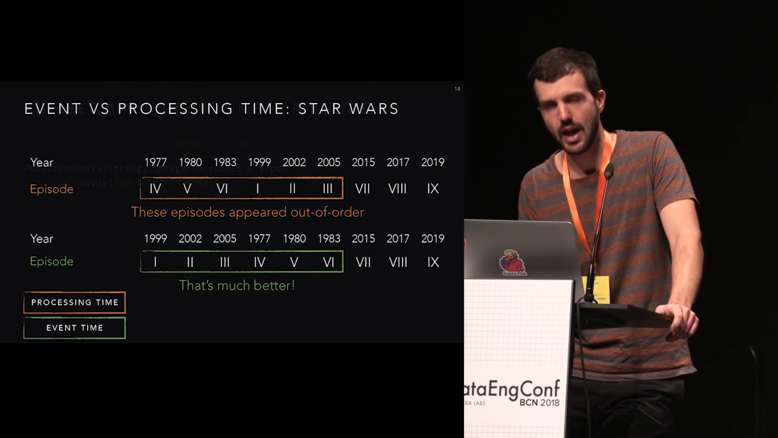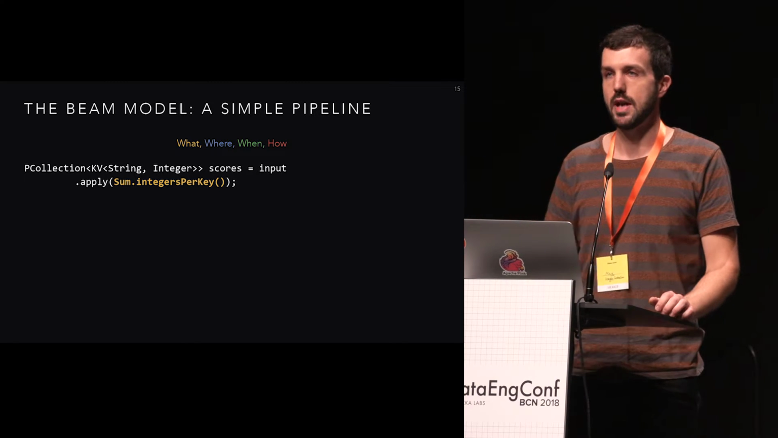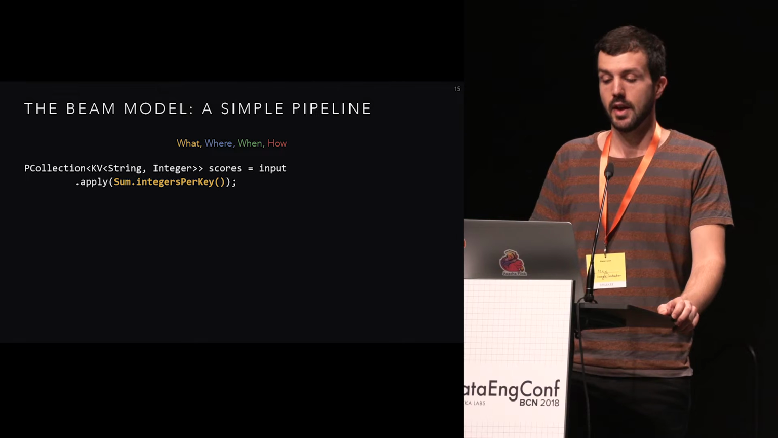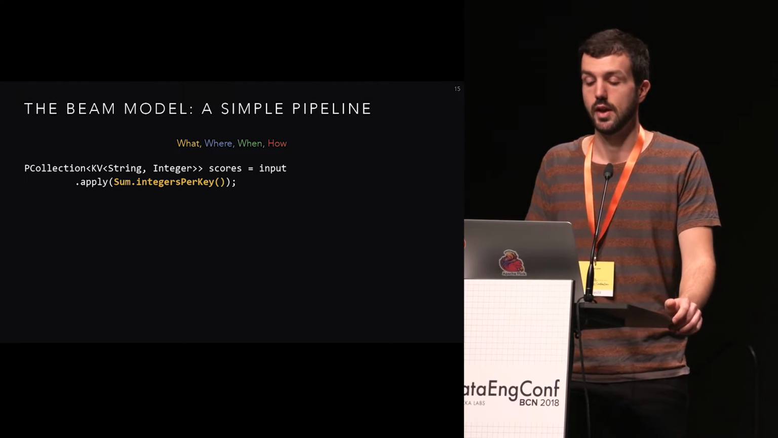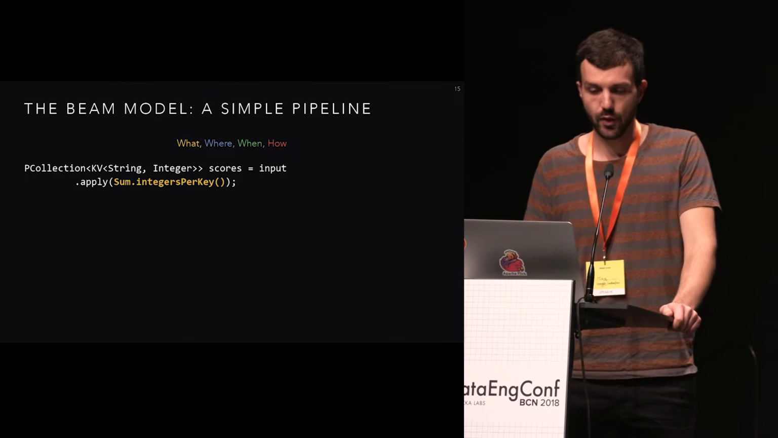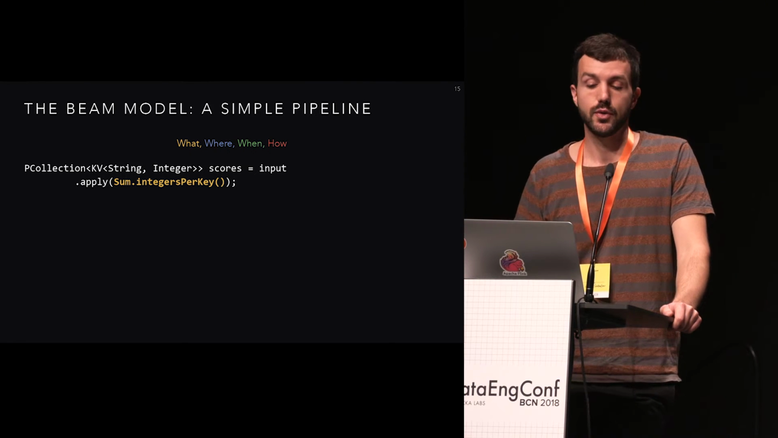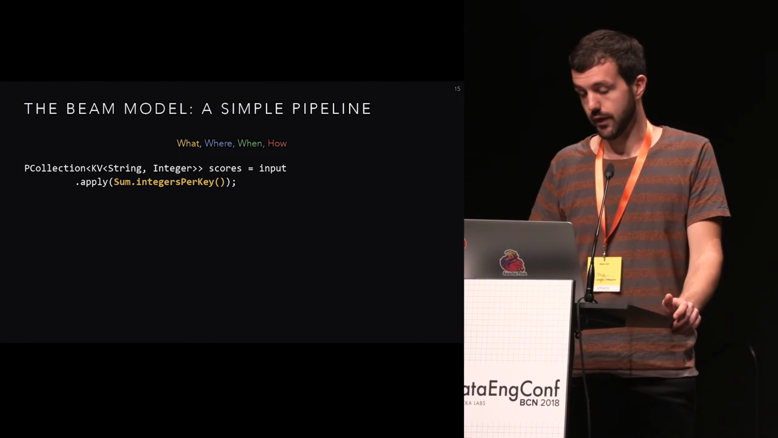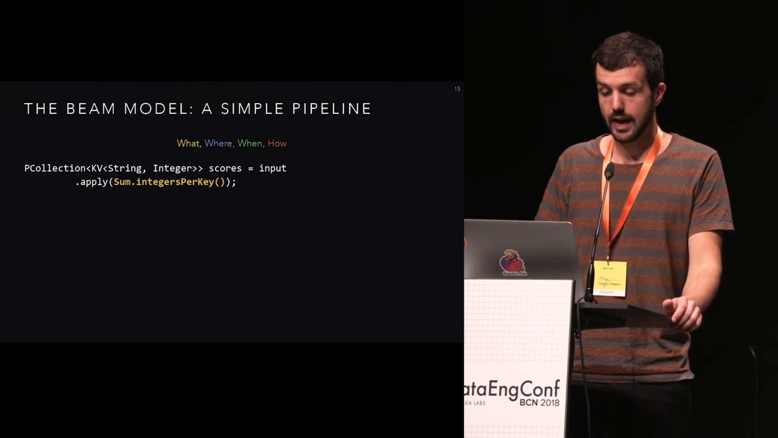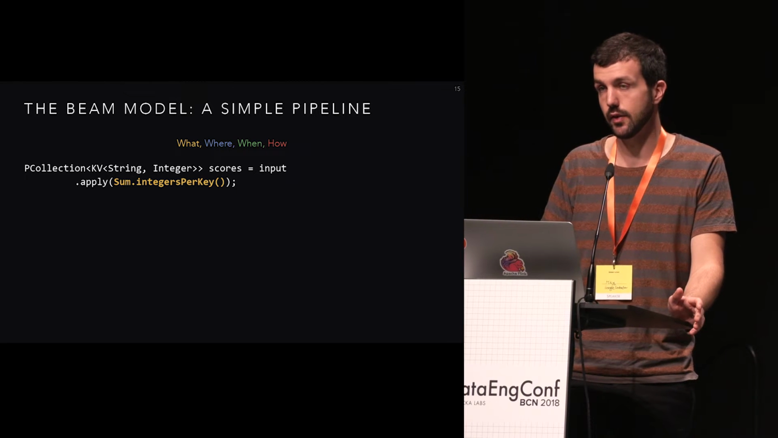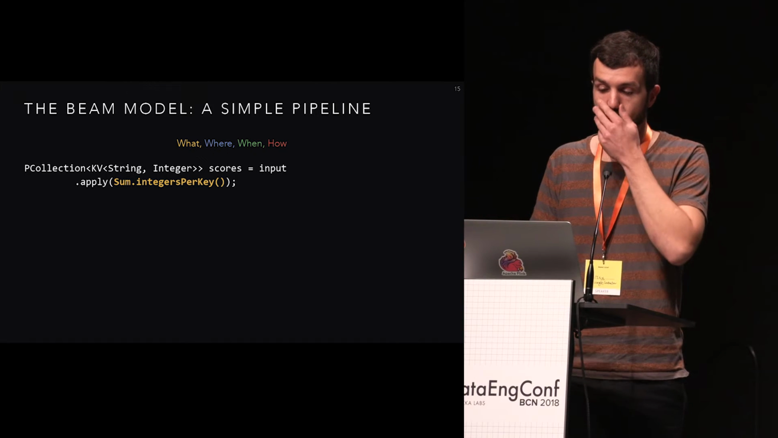So with that knowledge now, let's apply our knowledge about transformations and time and windows, and build a more interesting but still simple pipeline. I'm assuming I have some input, and I want to sum up scores or some kind of integers on that input. I'm doing it per key, so it could be user and the score for a game, for instance.